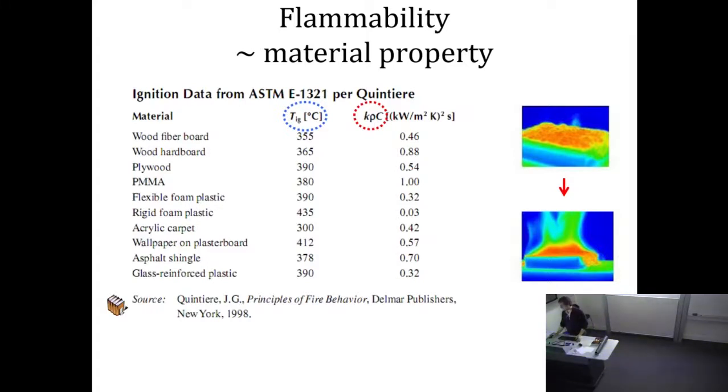For example, which one has a high k rho c? That will be this one over here, PMMA. What does it mean that it has a high k rho c? It means that it will take longer to reach its ignition temperature. Which one has a low k rho c? That's a scary one, look, ridiculous. A low k rho c means it will take a very short time to ignite. It actually has 0.03, which is 100 times smaller than the PMMA.